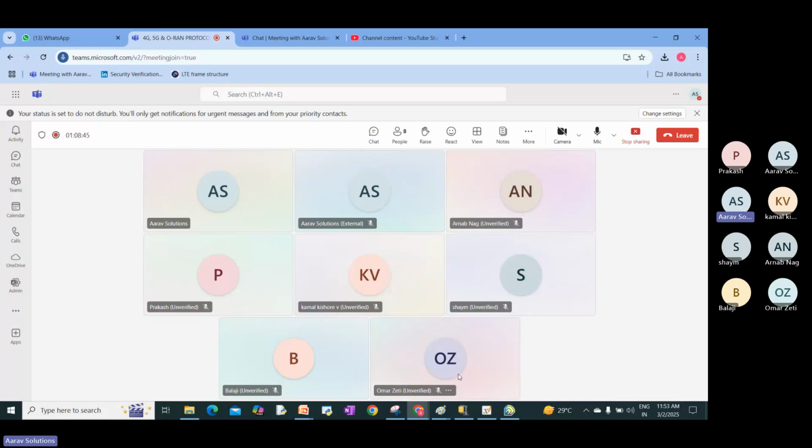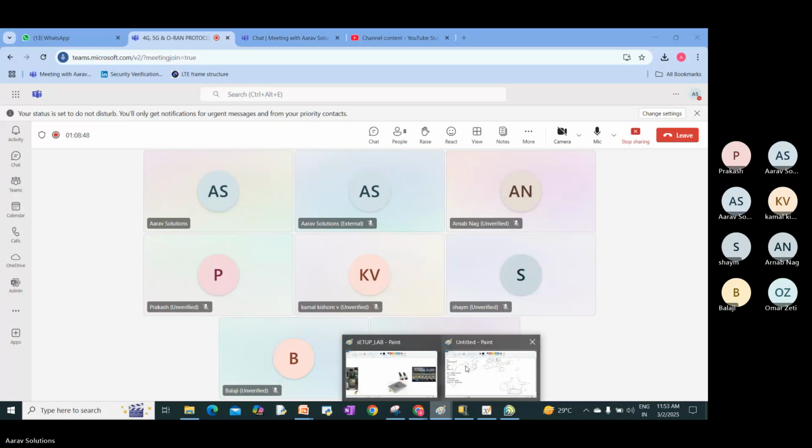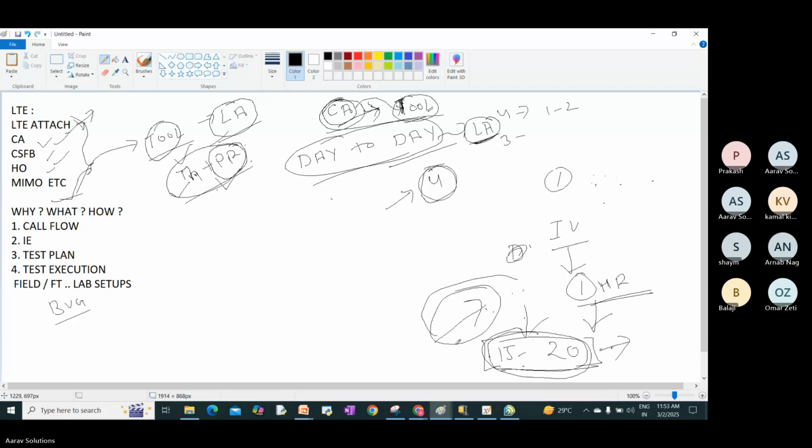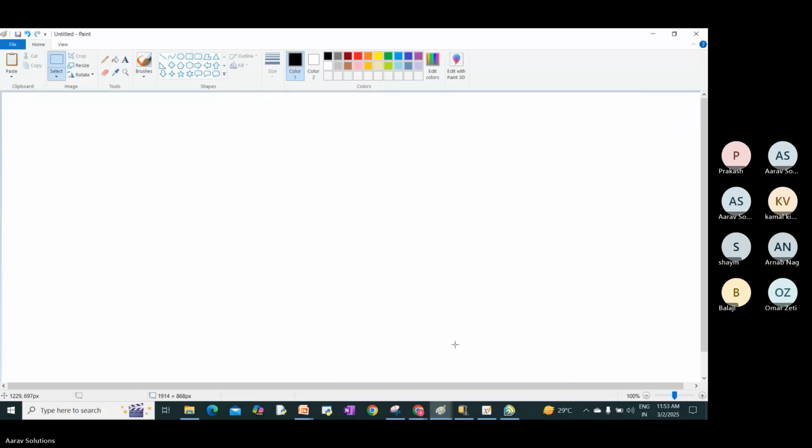Okay. Now, next thing we have. Just give me a basic idea about what is our day-to-day activity and what is a protocol. Anyone, guys? Any idea what is a protocol?